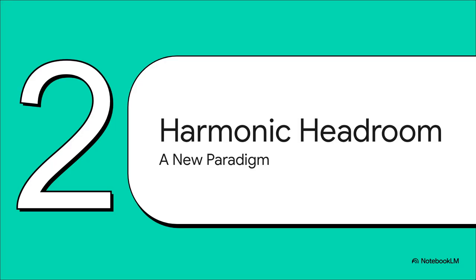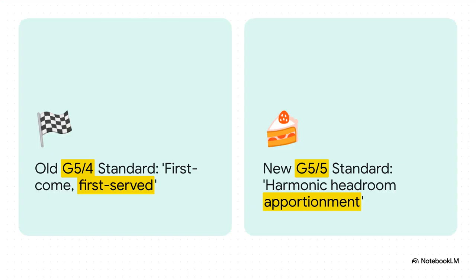Moving right along to Section 2, sharing the harmonic headroom, which introduces a totally new paradigm. We are fundamentally shifting away from a chaotic winner-takes-all system to a shared pie approach. Think back to the old G5/4 standard. Limits were absolute, and the first developer to connect could just eat up all the available harmonic capacity in a first-come, first-served free-for-all, until the grid was totally maxed out. Well, G55 completely replaces that inequitable setup with harmonic headroom apportionment.